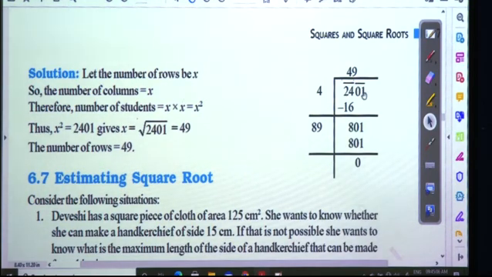The next number that is present under the next bar is brought down. It becomes 801, which is the next dividend. Double of the quotient, double of 4 is 8. A blank is left on the right hand side of 8. Now, we have to guess a digit, and here you can see it is 9 that has been taken. 89 nines is 801 and the remainder is 0. Means the square root of 2401 is 49. Therefore, the number of rows is 49.